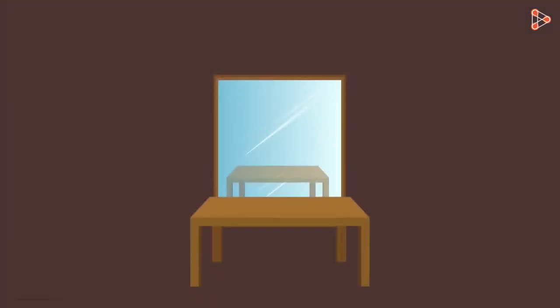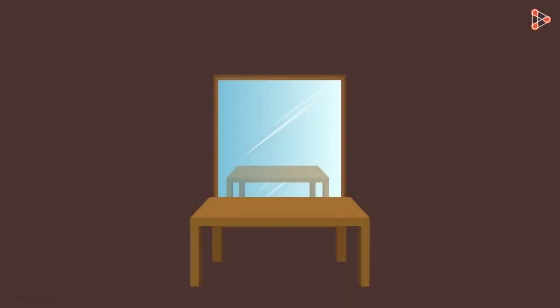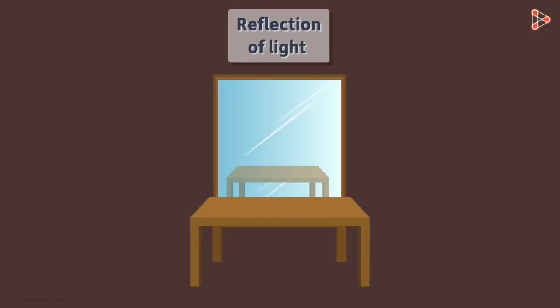When an object is kept in front of the mirror, its image is formed in it. But will we be able to see the image in the dark? No, we won't. So the formation of the image is also due to reflection of light.